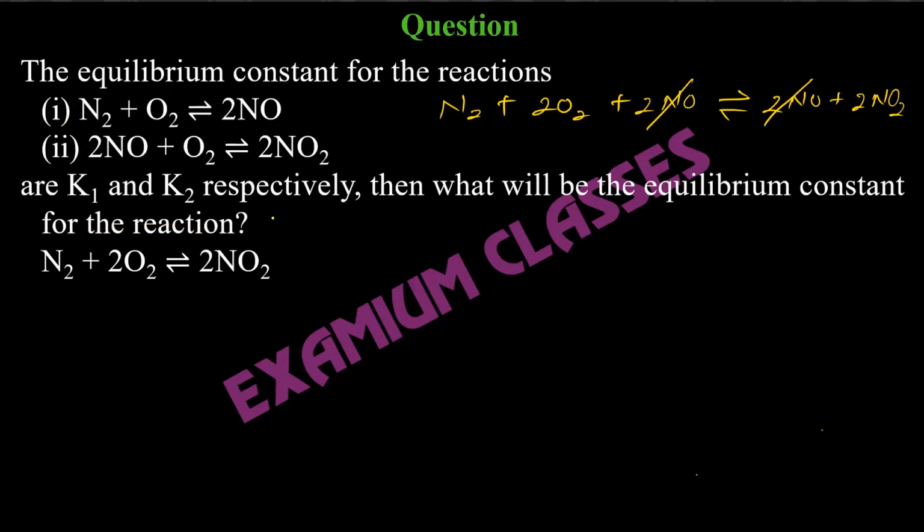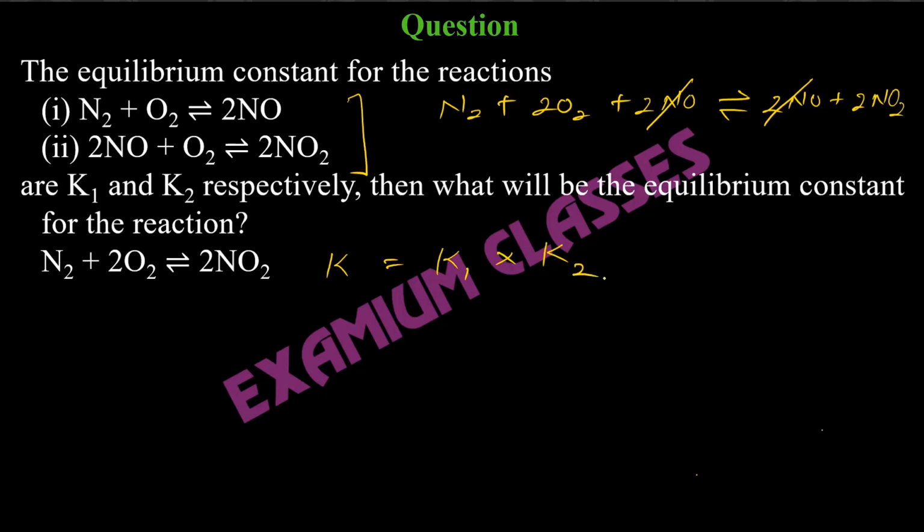In such a case, what will be the Kc of this reaction? Sometimes the c will not be written. If it is not in terms of concentration or pressure, we are talking about it in general, so it is K only. So what will be that K? The answer is very simple. However, mathematically you can get it. If you add the reactions, the K will be the multiplication of the equilibrium constants. That is K1 into K2.